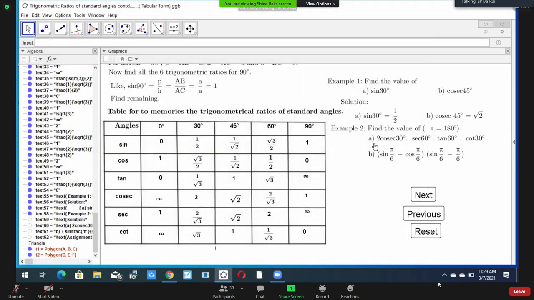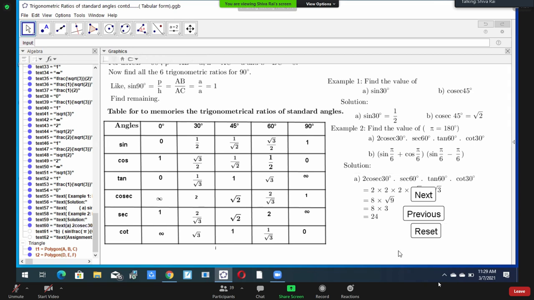A number. Here to find 2 cosec 30 degree. Here dot means into. Sec 60 degree, dot, tan 60 degree, dot, cot 30 degree. What's the value? Just we have to substitute the values of cosec 30 degree, sec 60 degree, tan 60 degree, cot 30 degree. Anyway, let's see here. Okay, it's the solution.